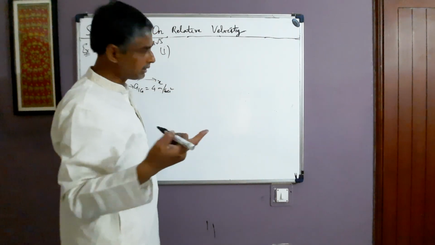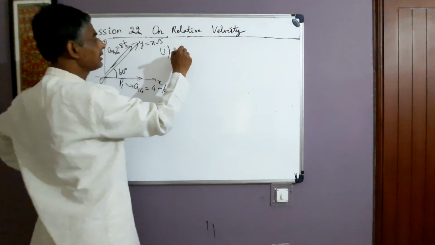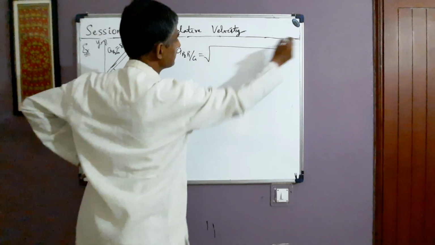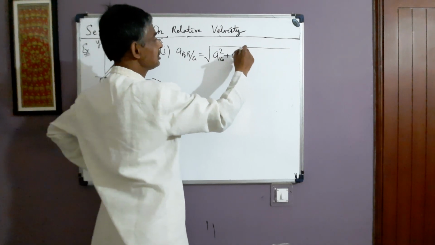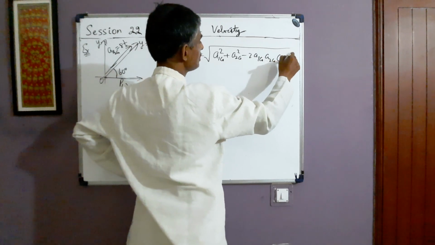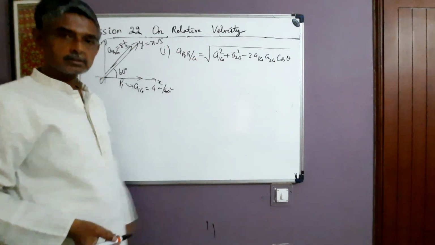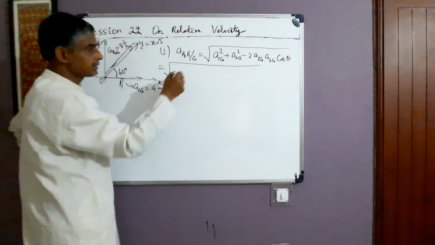We took the numerical example in which theta was given to be 60 degrees. So here A P2 P1g is nothing but root under A1g square plus A2g square minus 2A1g A2g cos of theta. The theta 60 degrees is the angle between these two vectors. A1g was given to be 4 meter per second square.